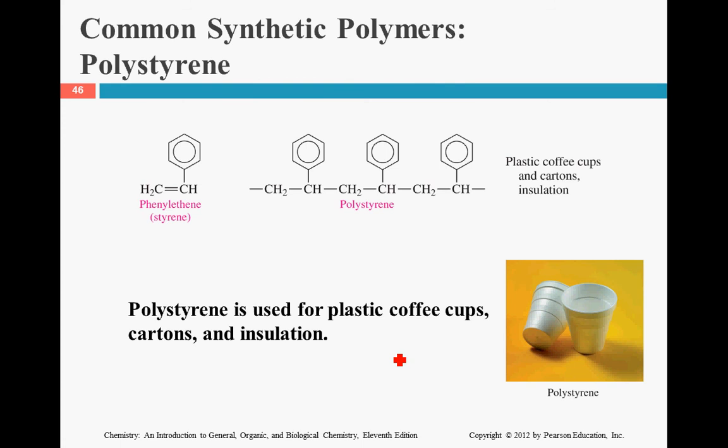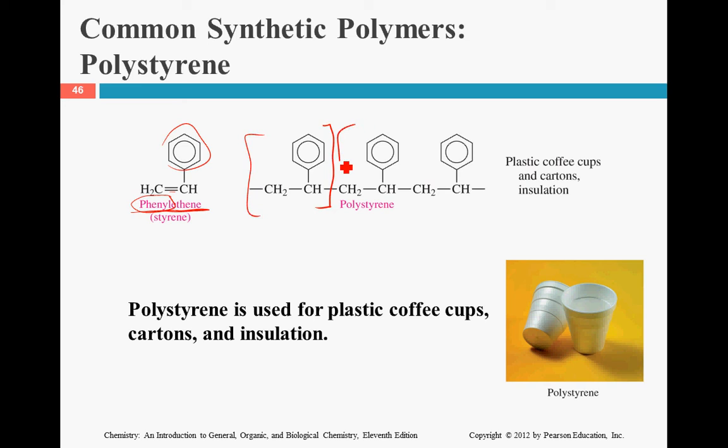Polystyrene, you've no doubt seen, is actually called phenylethene. So let's take a look at that. Phenyl means there's a benzene ring. Ethene means two carbons that are double bonded. So that's going to be the repeating part.